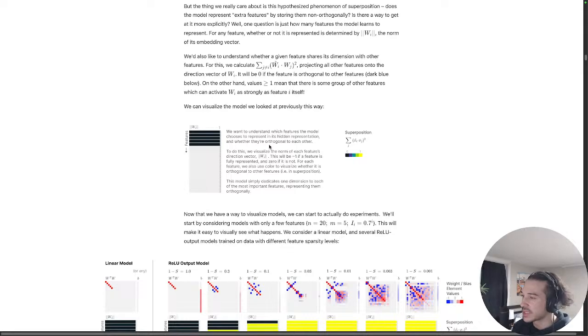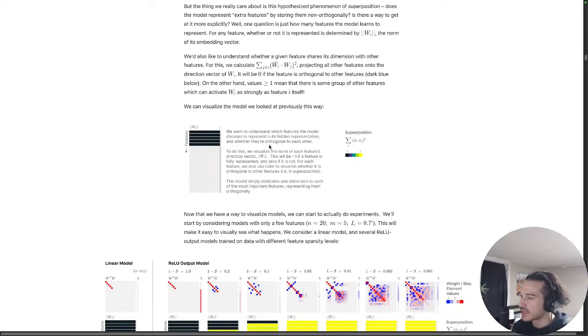To do this, we visualize the norm of each feature's direction vector, norm of Wi. This will be approximately 1 if a feature is fully represented, and 0 if it is not. For each feature, we also use color to visualize whether it is orthogonal to other features, i.e. in superposition. This model simply dedicates one dimension to each of the most important features, representing them orthogonally. Which makes sense because we see on the right a gradient showing that 0 is black, and all of these are black. That's the superposition formula, the sum over j of (Ŵi · Wj)².